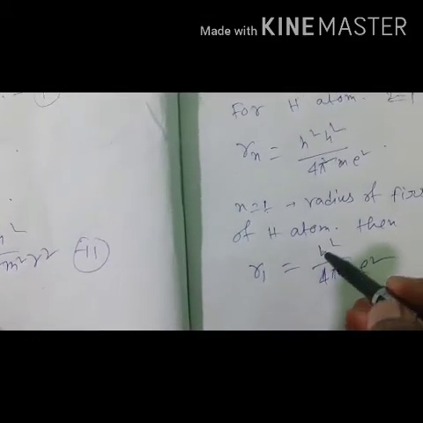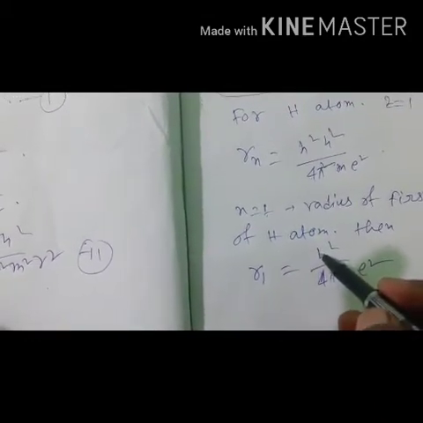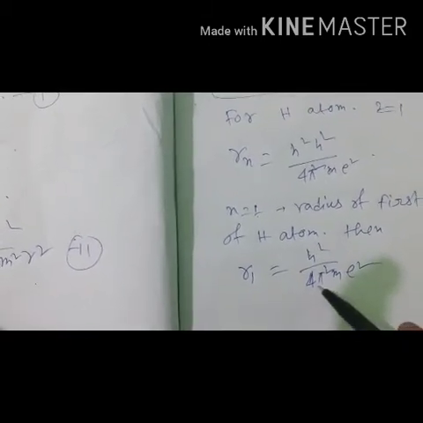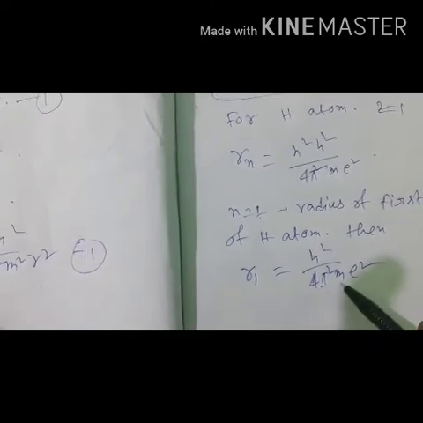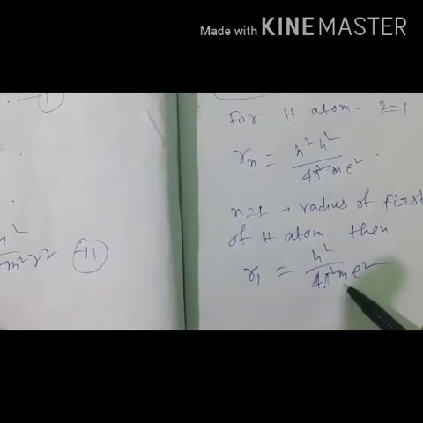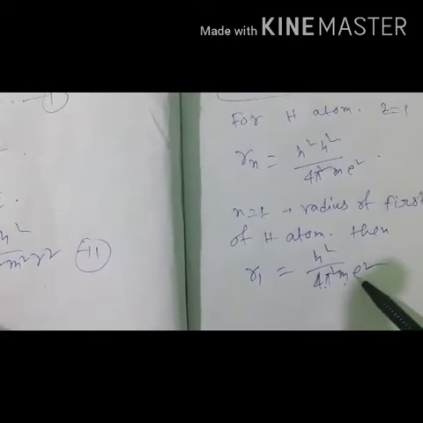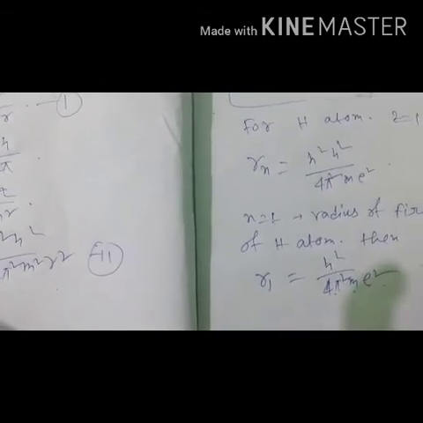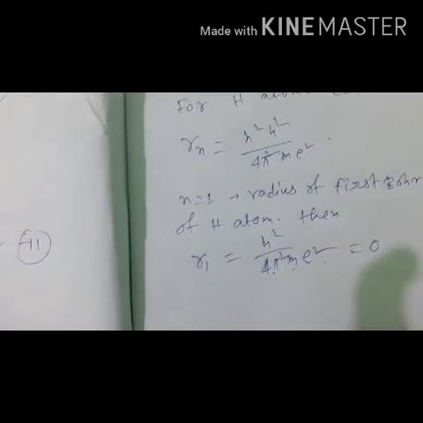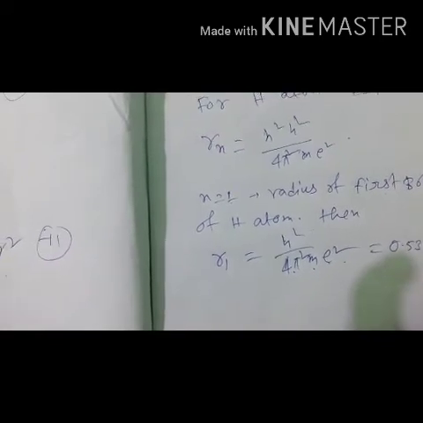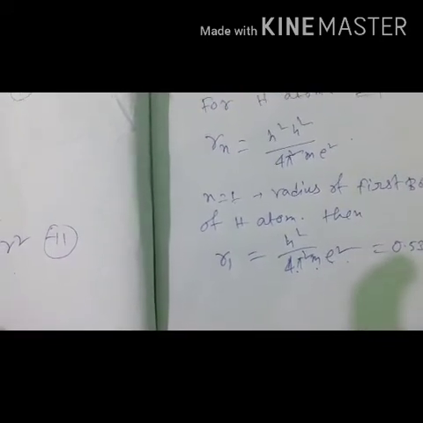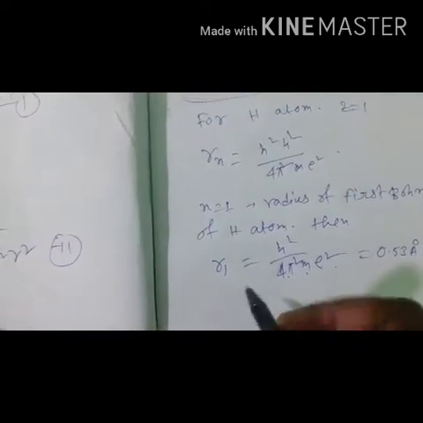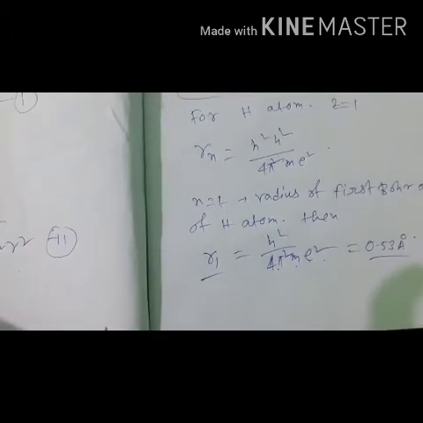Look here, h is a constant quantity, 6.626 into 10 to the power minus 34 joule second in SI units, and pi also has a definite value 3.14, and m, the mass of the electron, is also a known value, 9.1 into 10 to the power minus 31, and the electronic charge is 1.6 into 10 to the power minus 19 coulomb. So if we put in all these values, then we get the specific value, which is 0.53 angstrom. I have converted the unit to angstrom. R1 equals 0.53 angstrom we will be getting.